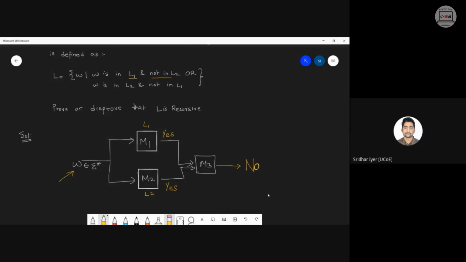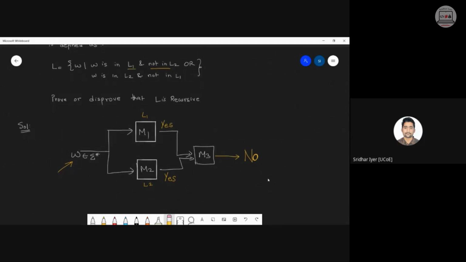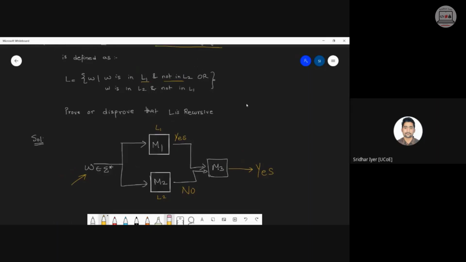So similar to this, now if I assume that W doesn't belong to L2, so one of them is yes and the other one is no. In such a case, the output will be yes. Am I correct? The output will be yes. Why so? Just refer the condition. In the condition, it was mentioned that W is in L1 and not in L2. That is clear over here. Then the output should be yes.